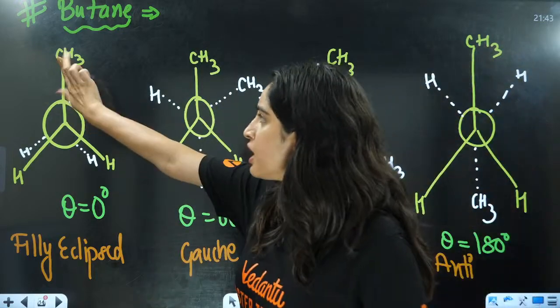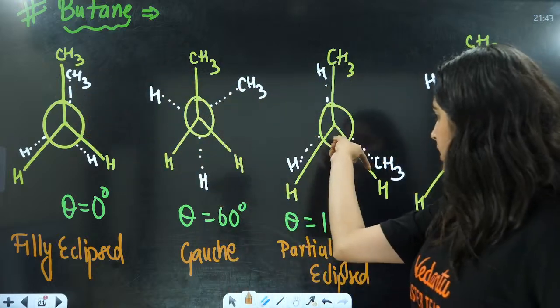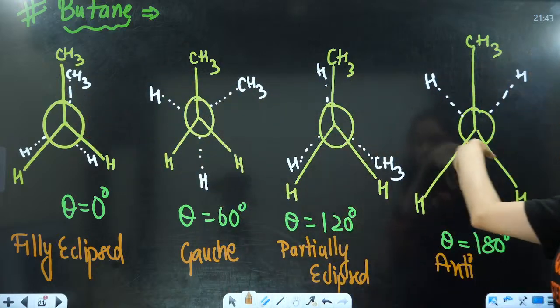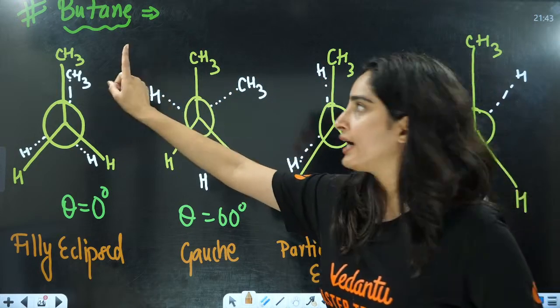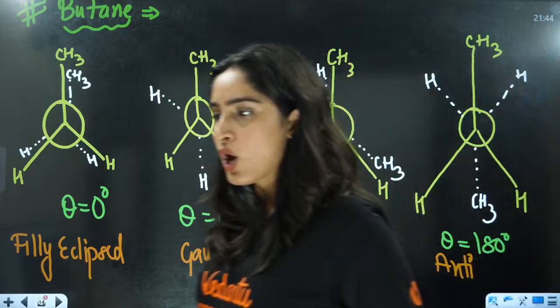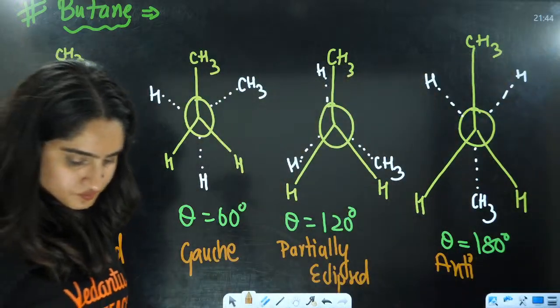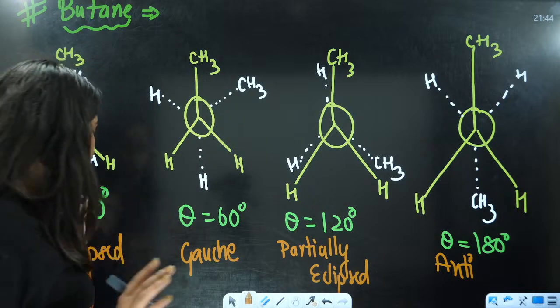Here CH3, CH3. Rotate the back side CH3 by 60 degrees. Rotate this CH3 by another 60 degrees, and again by another 60 degrees. You will have this CH3 rotated from 0 degrees to 180 degrees. Everyone, is this clear to you?